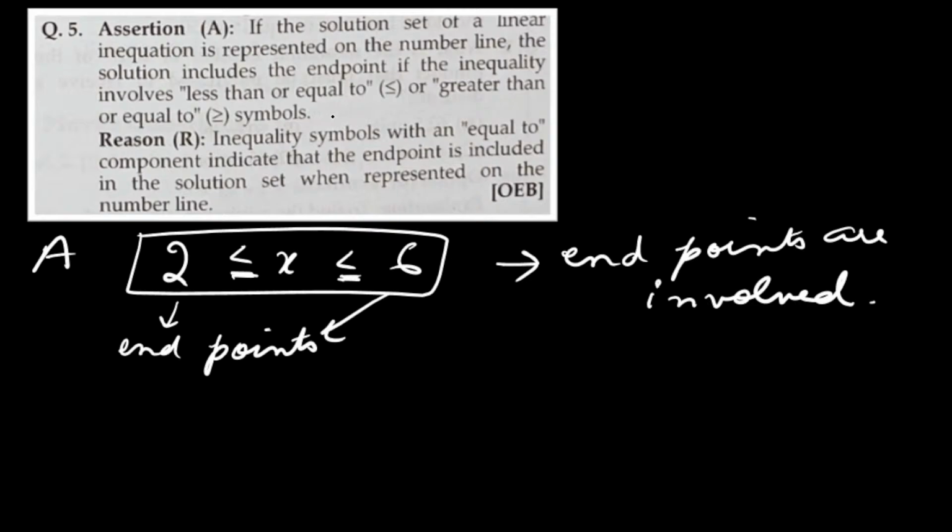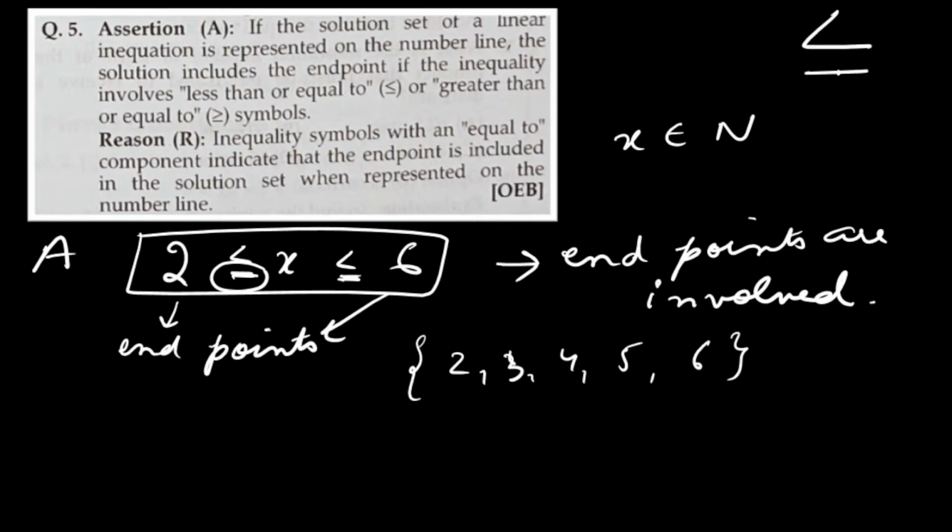No answers? We include. Whenever there is this equality, if I have to write solutions, suppose x belongs to natural numbers also, I will write 2, 3, 4, 5, 6. I'll include it. This is the meaning of this equality. See, x is less than or equal to. Whenever this equality is there, we include. So the first statement is true. They have mentioned it includes the endpoints if the inequality is like that. So the assertion is true. Let's discuss the reason.